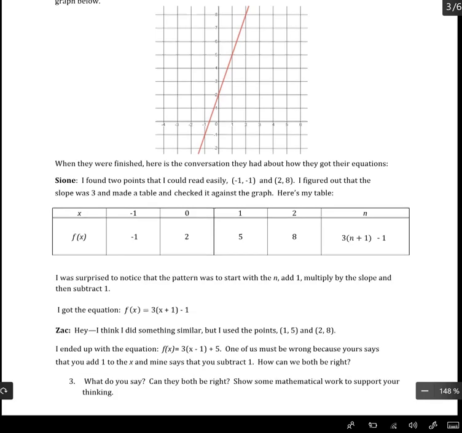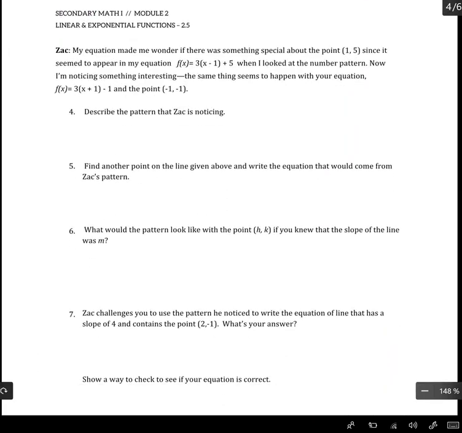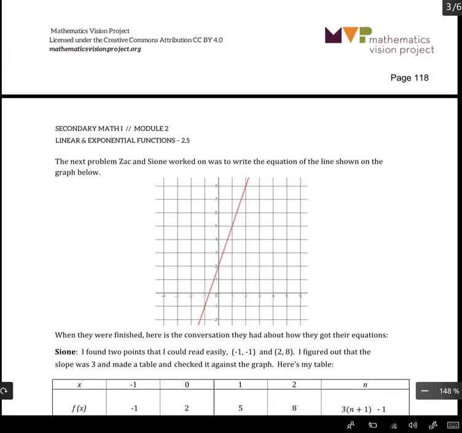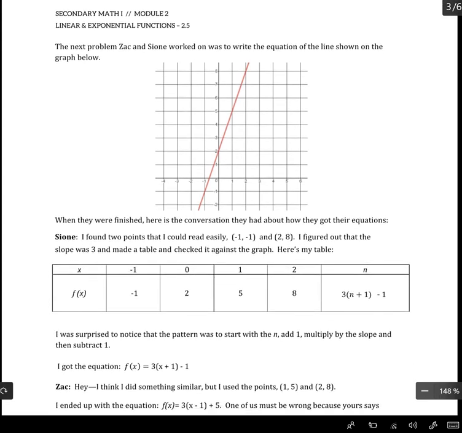It can also work if I have a linear function. What we notice in these problems is that they both have the same graph, and they base it off of different points, and they write different equations. Either way, the slope of this graph is 3 because we're going up 3 and over 1. So you'll notice that they both have a 3 in their equation. Sion had this equation, and then Zach had this equation.